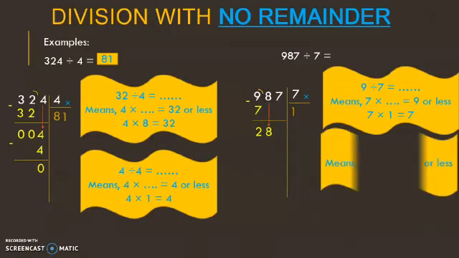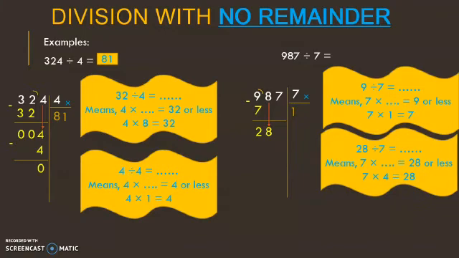After that, I repeat. Divide. 28 divided by 7 means 7 times what gives me 28 or less? 7 times 4, it's equal to 28. I write 4, then multiply. 4 times 7, it's equal to 28. Then I subtract 8 minus 8 and 2 minus 2. Then I bring the 7 down.